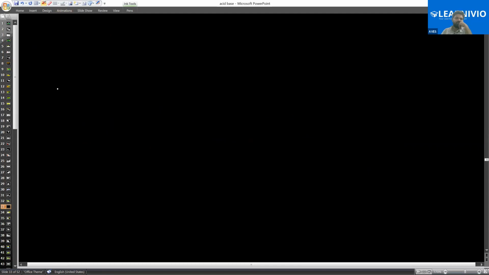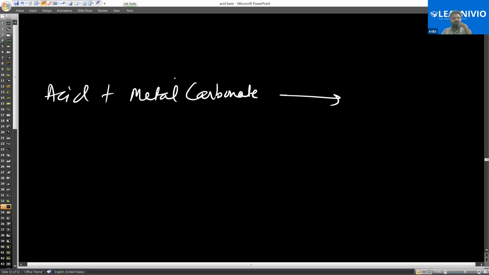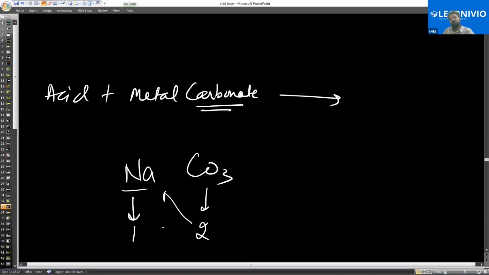Okay, next property. When acids react with metal carbonate. So you know what a metal is, and the carbonate group is the CO3 group. Metal carbonate means a metal attached with the carbonate group, but the formula is written accordingly. For example, sodium has valency 1 and carbonate has valency 2, so the formula for sodium carbonate will be Na2CO3.